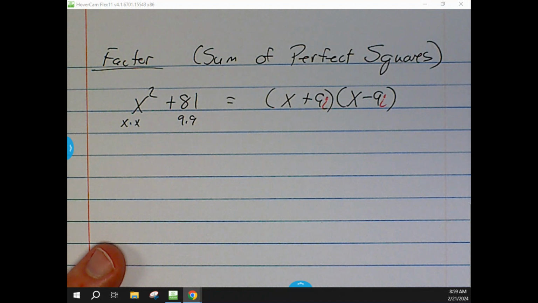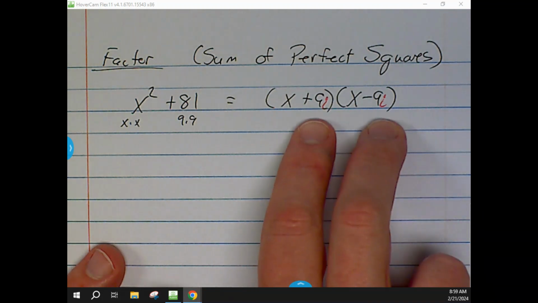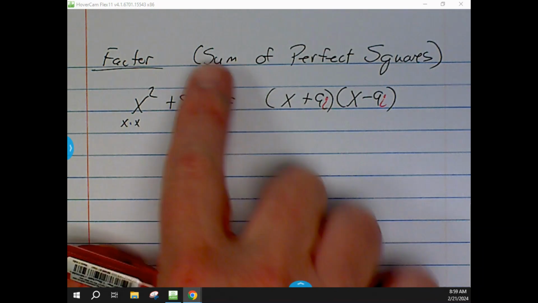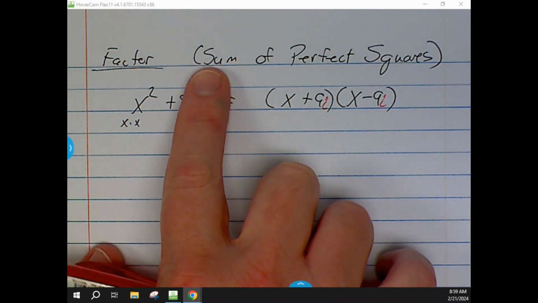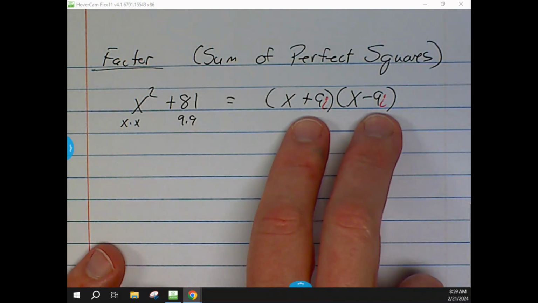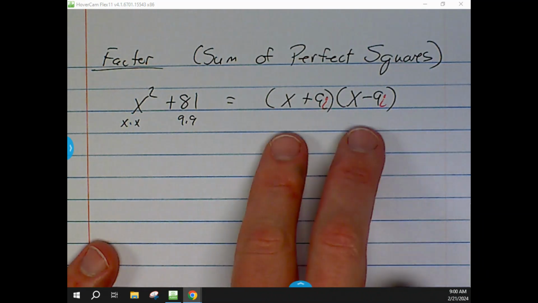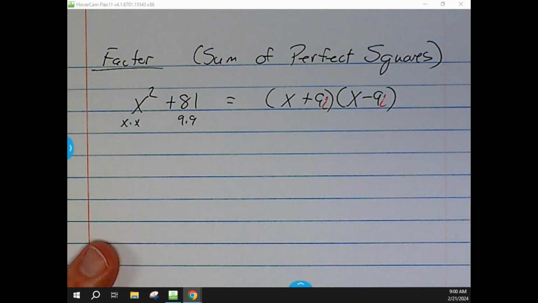So if it's a difference of perfect squares, it's real numbers, positive and negative 9. If it's the sum of perfect squares, it's still plus and minus, but now it's going to be an imaginary number if we did that one. Because again, now these two things are conjugates, correct?